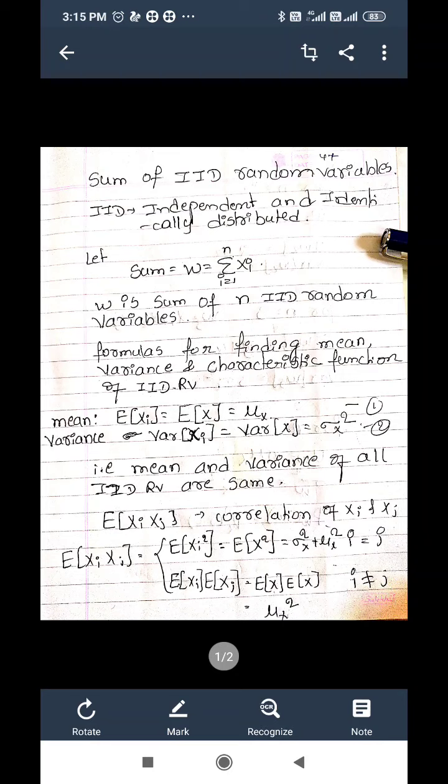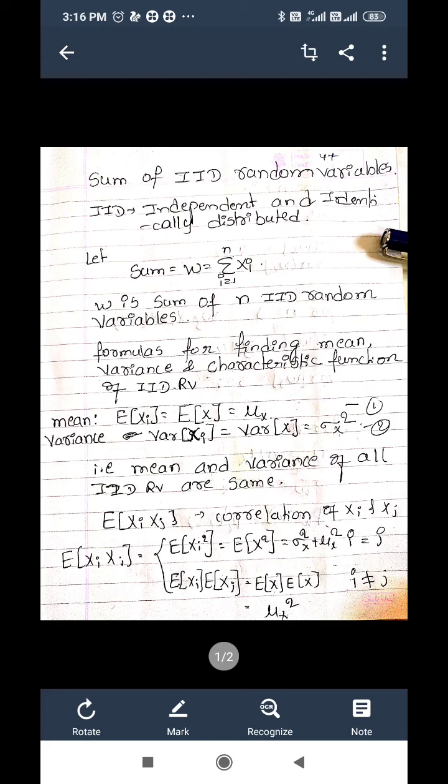You have n random variables Xi, and the sum is W, that is, W is the sum of n independent and identical random variables. W is equal to the summation over i equals 1 to n of Xi. So how do we analyze this?